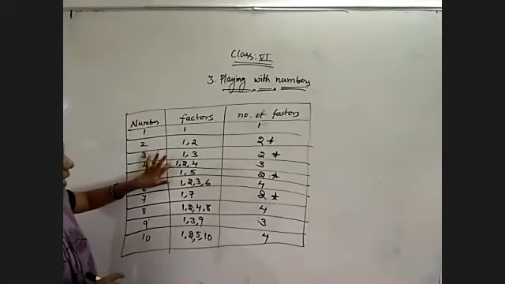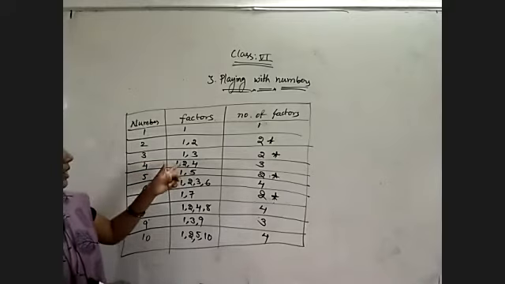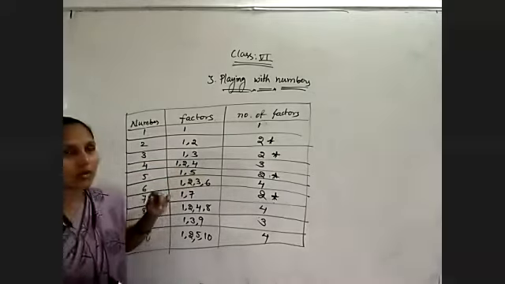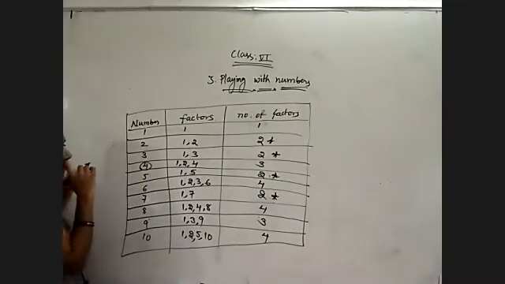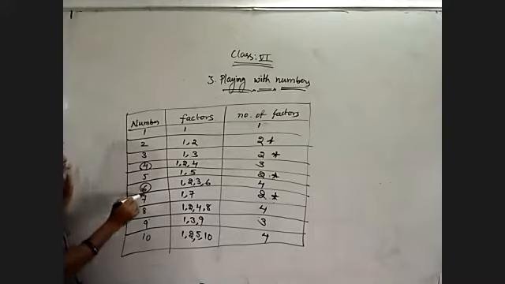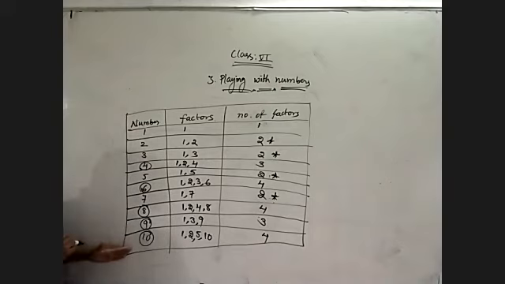And coming to the next kind of number: the numbers which have more than 2 factors. Here, which numbers have more than 2 factors? 4, 6, 8, 9, 10. More than 2 factors we have. So these numbers are said to be composite numbers.